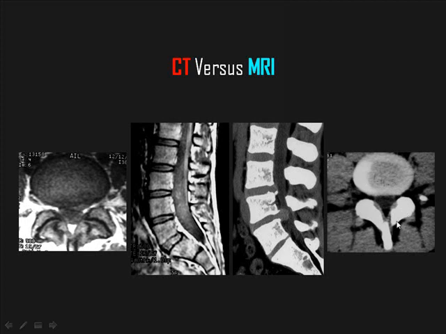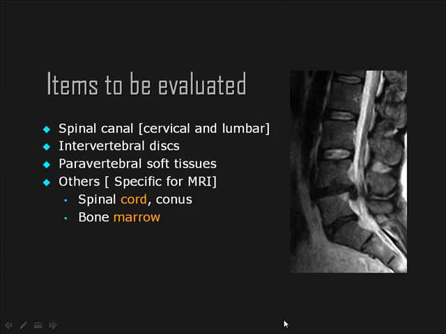Then you know that the bones are dense in the CT and the bones are gray in the MRI. But refer only to the cortex of the bone or the vertebral end plate. This is very important to discriminate between the CT images and the MRI images.